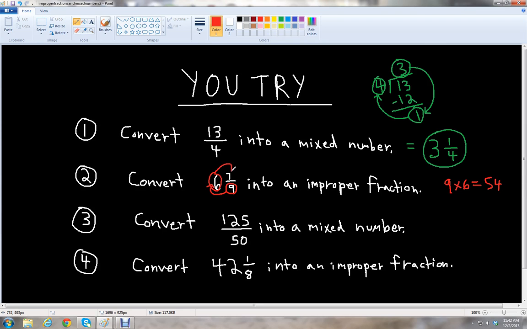And then we go here up to 7, and then we add this number, right? We add 54 plus 7. 4 plus 7 is 11. Carry the 1. 1 plus 5 is 6. So that's 61. So that's our new numerator for the improper fraction. So we have 61 over the denominator, which is 9. So we get 61 over 9.